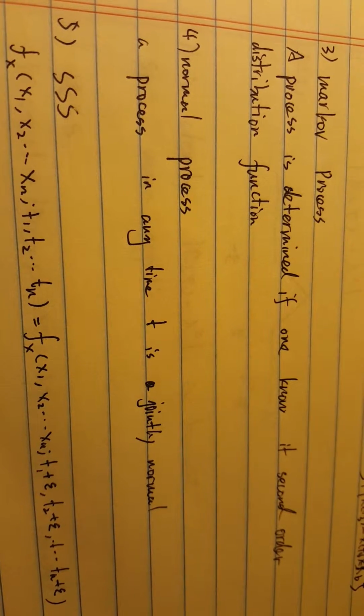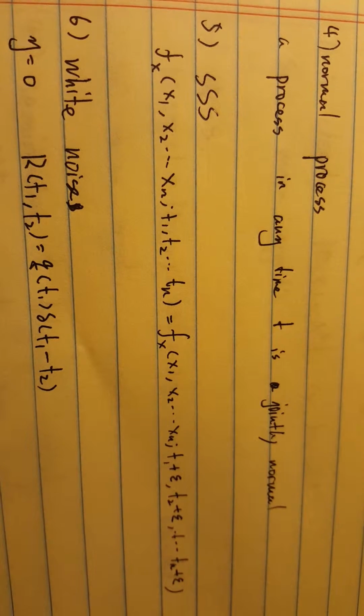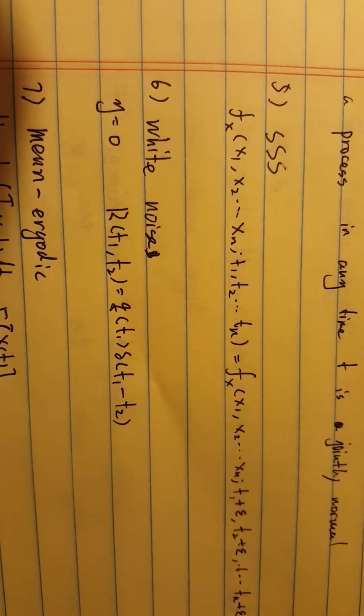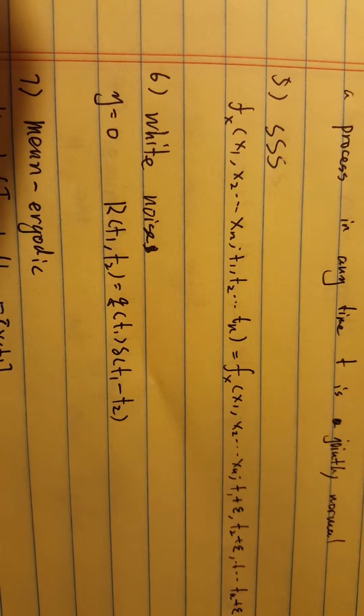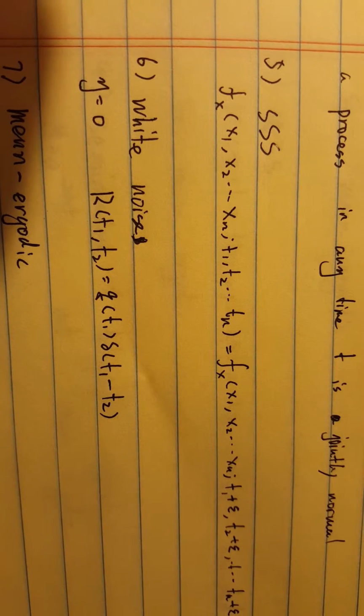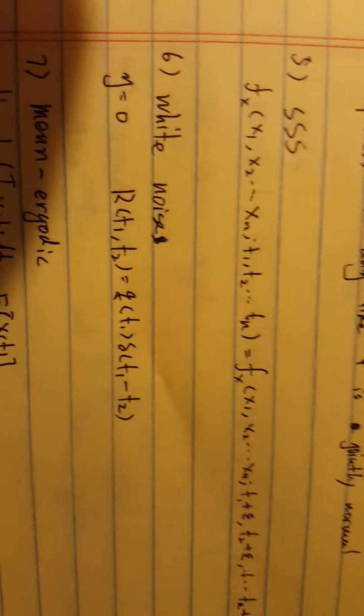The fourth is the normal process. That is just a process in which the values at any times t are jointly normal. The fifth is the strict sense stationary process. That is, the nth order density function is independent of the time shift. The sixth is white noise. It means the mean of the process is 0, and the autocorrelation function looks like q of t1 times the impulse function of t1 minus t2.